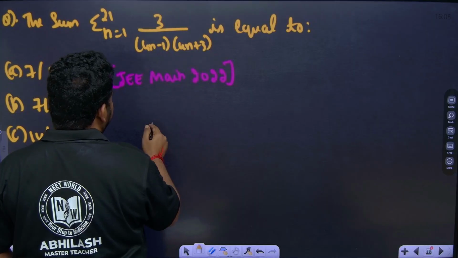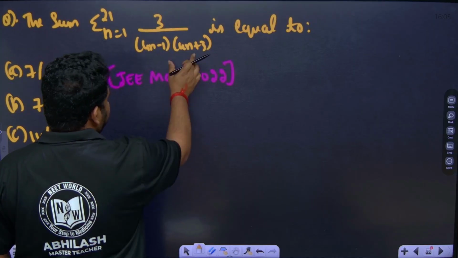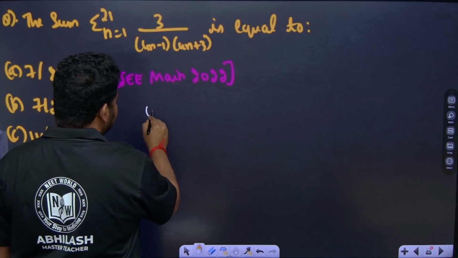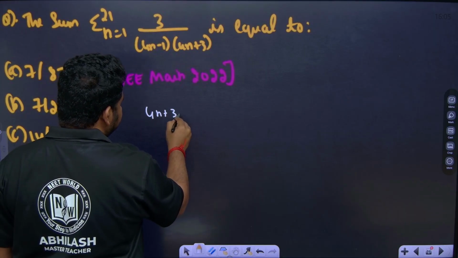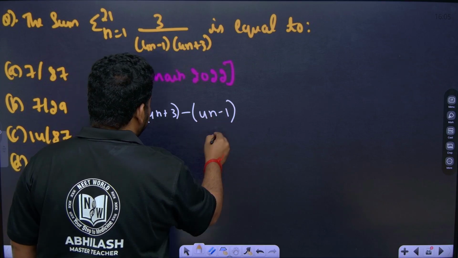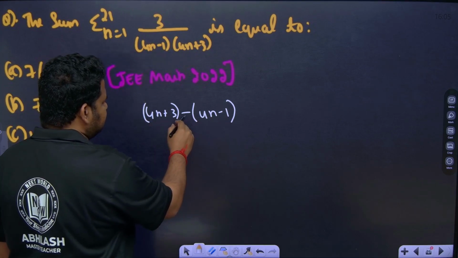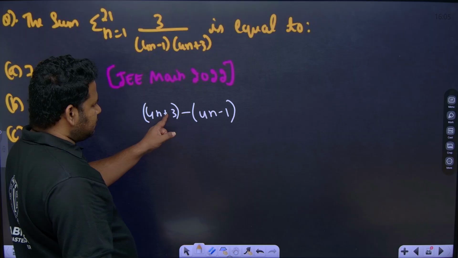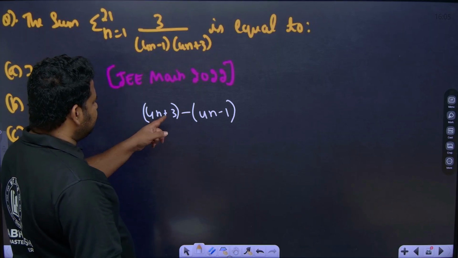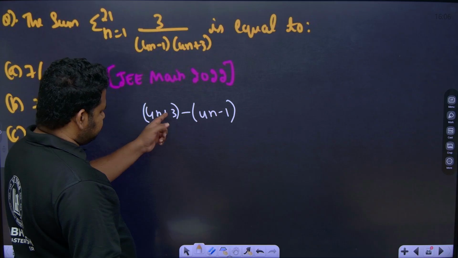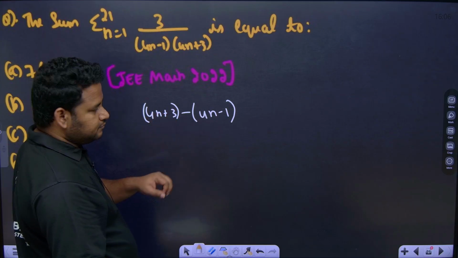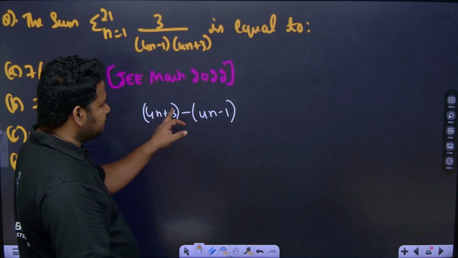So, directly instead of putting, what I should do is, here the bigger term minus smaller term I have to do. So, this will become what? Numerator will become 4n plus 3 minus 4n minus 1. So, what will happen to this? 4n and 4n will cancel. This will become 4. But I want 3.